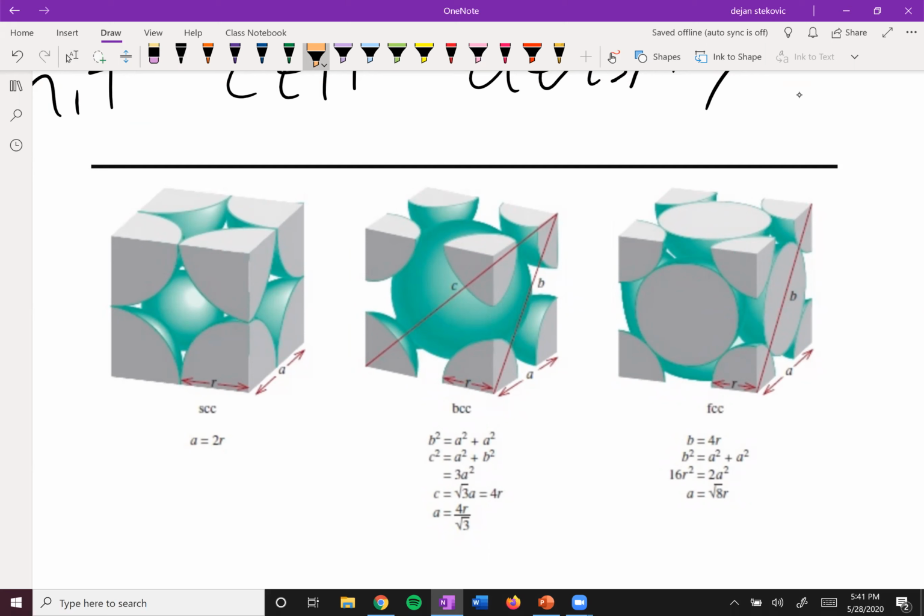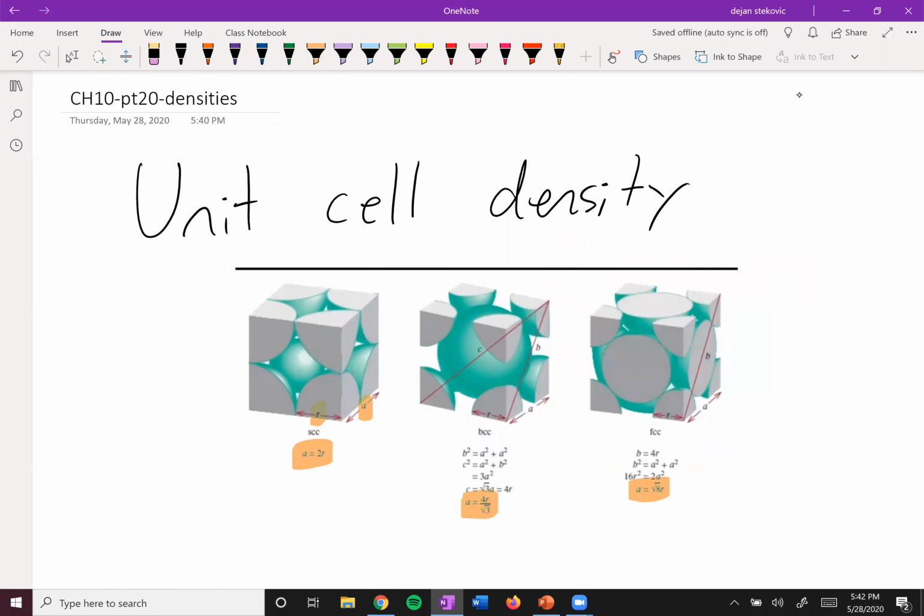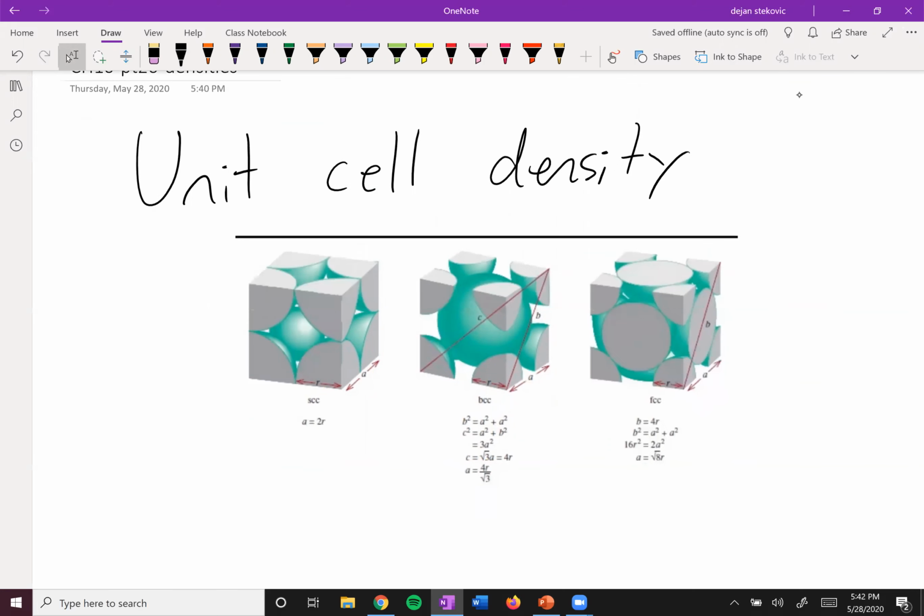And so we can draw relationships between the radius and the edge length of one of our cubes, right? So for simple, it's A equals 2R. For body-centered, it's A equals 4R over square root of 3. And then for face-centered, it's A equals the square root of 8 times R, right? The R is not underneath the square root there. And so using these kinds of properties, we can calculate densities and different kinds of things here.